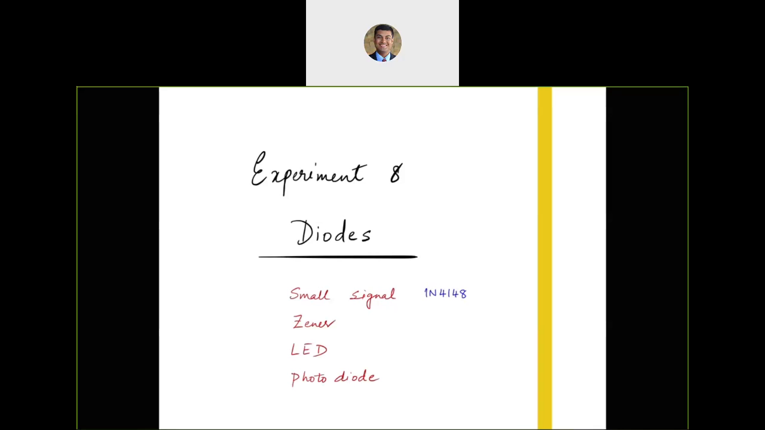Then we have the Zener diode that is mainly used for voltage regulation. The part number for that is 1N751. We are also going to use this. This is going to be part D of experiment 8. And then we of course have the light emitting diode and the photodiode. These are both in relationship with light. One produces light, the LED, and one senses light, the photodiode. And of course the LED comes in a variety of colors. So we are going to be talking about this general set of diodes in this experiment.